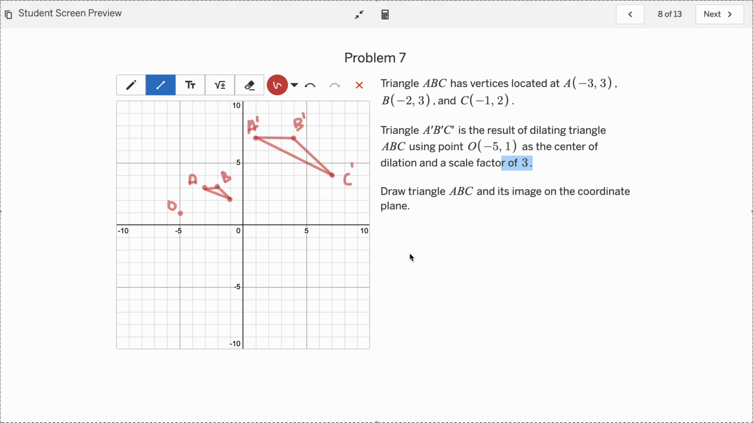Now, I can actually check that my work is true, because if I know my scale factor is 3, I can see if this triangle is 3 times the size as this triangle. Looking at the length of AB, which is 1 unit here, I can see that the length of AB prime is actually 3 units. And I know that 1 unit times 3 is 3. So I know that this is in fact a scale factor of 3.